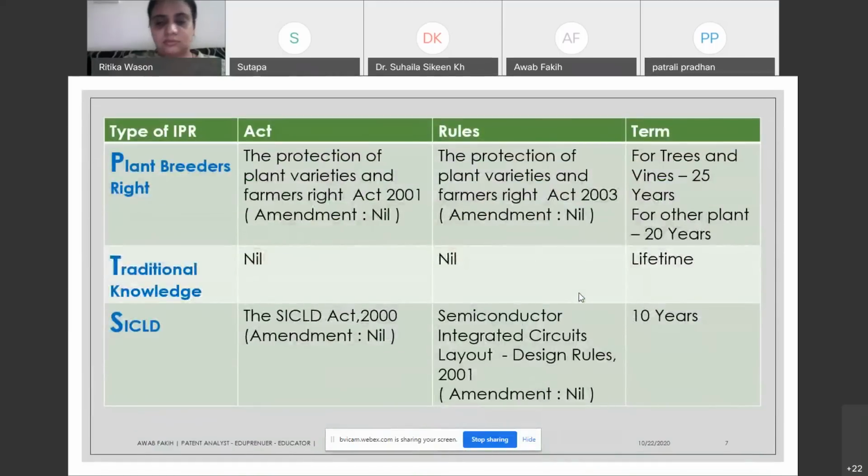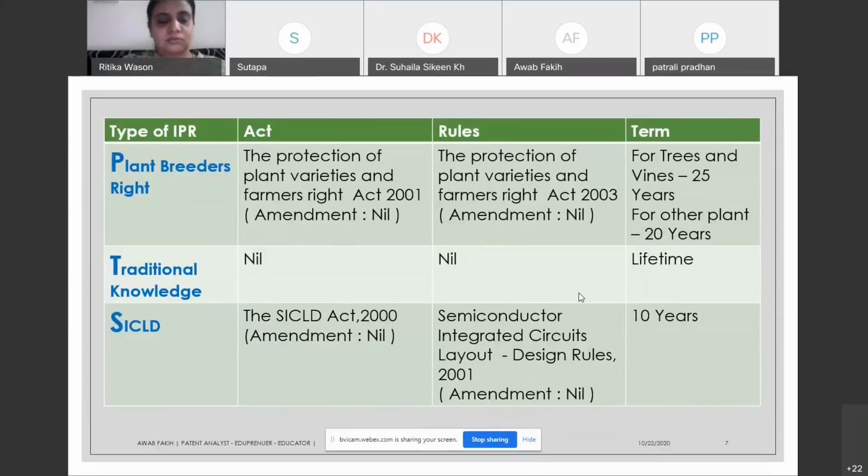Next three. Next is your plant breeder's right. The plant breeder's right, my dear friends, is divided into 2 categories. One is trees and vines, that is for 25 years. The other, any other plant, is for 20 years. That's for plant breeder's right. Let's go for the next one. We already got the answer from Lalit Kumar sir. Amazing, amazing. Yes, you're completely right.